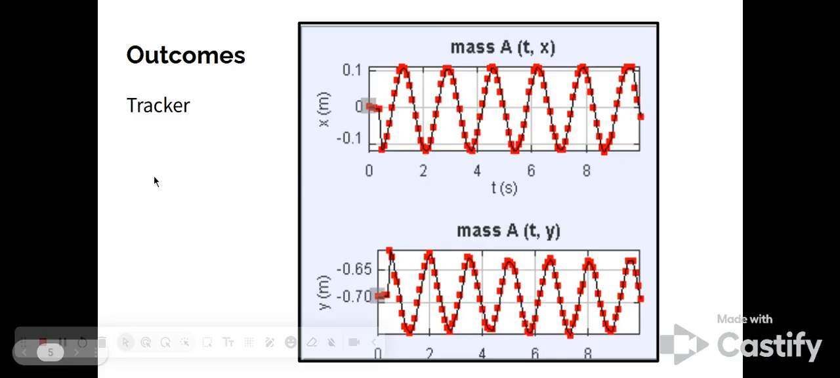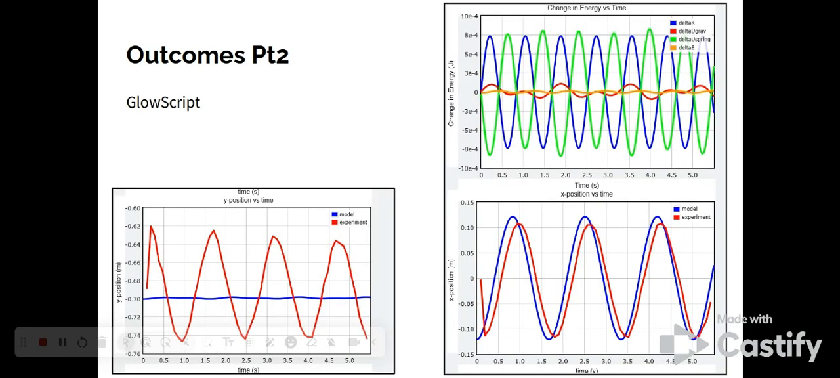The outcomes are simple. Tracker gave us an X of t and a Y of t graph. Very uniform. You can see this little linear section right at the beginning. That's because I also tracked the very beginning of the video when the spring was still not moving. And here's the GlowScript outcome.